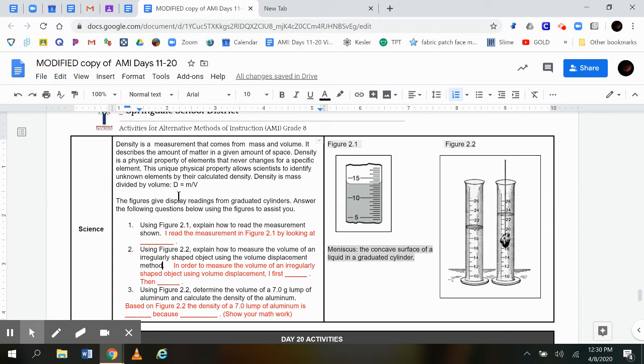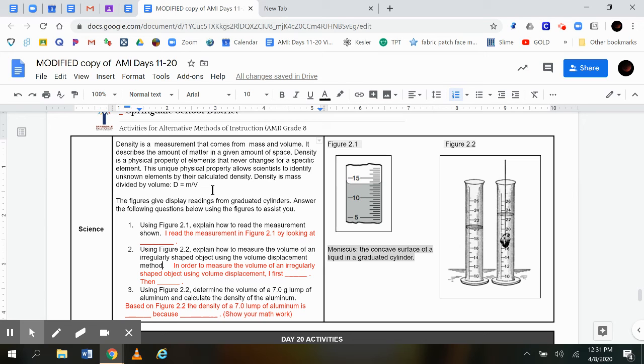Let's go ahead and read the passage and see if it gives us any more information. We probably honestly could do it without the passage as it stands, but let's go ahead and read it anyway. Density is a measurement that comes from mass and volume. It describes the amount of matter in a given amount of space. Density is a physical property of elements that never changes for a specific element. This unique physical property allows scientists to identify unknown elements by their calculated density.